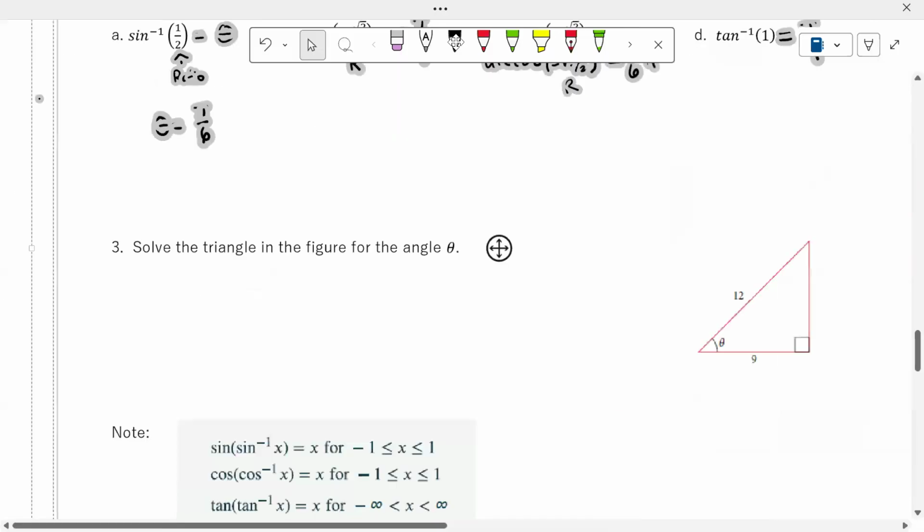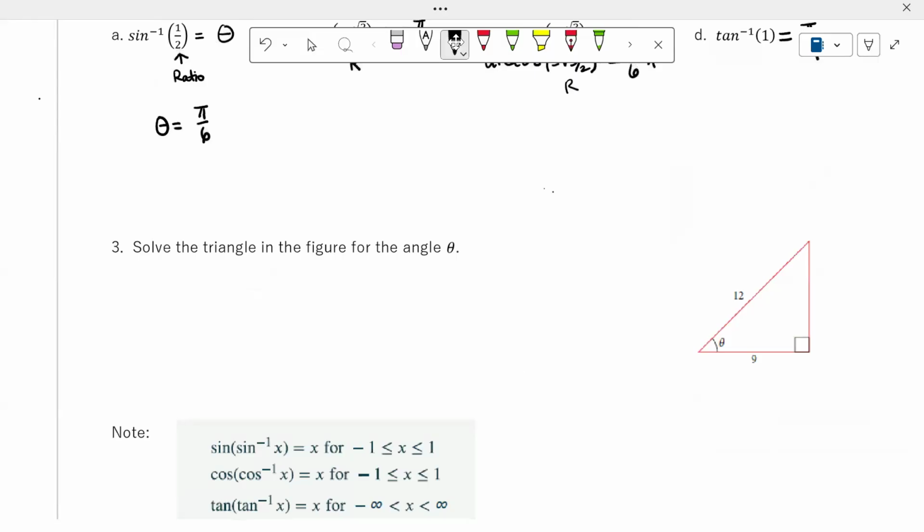Now, let's go to the next one. Solve the triangle in the figure for theta. Well, here's what we know. From this angle, this side is adjacent, this is the hypotenuse. So we're going to use the cosine of our angle theta is equal to 9/12. If I want theta, I'm going to rewrite this with an inverse. Arc cosine of 9/12 is equal to what angle?